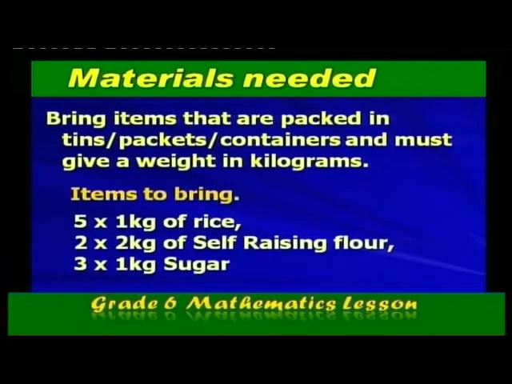I'd like you to bring these materials, or ask your students to bring these materials, for our next lesson: 5 times 1 kg packet of rice, 2 times 2 kg packet of self-raising flour, 3 times 1 kg sugar. We will be converting weight from a bigger unit to a smaller unit. So we need those materials for our next lesson.